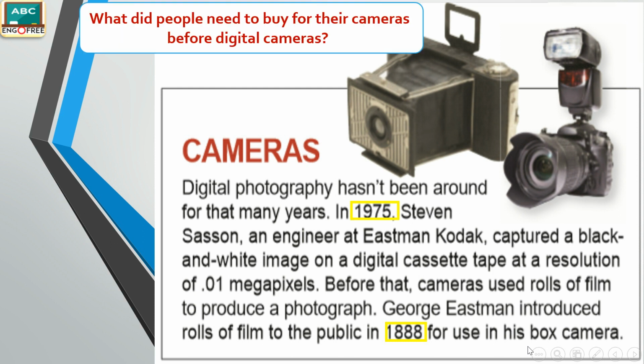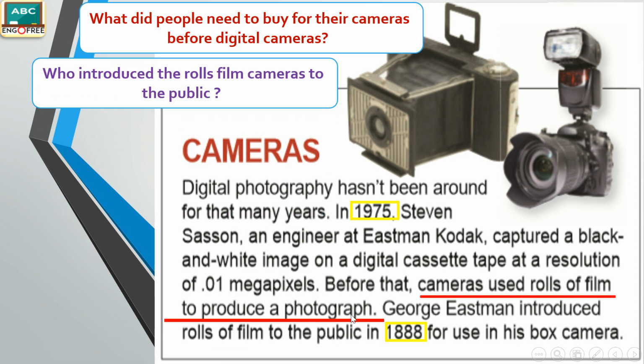What did people need to buy for their cameras before digital cameras? Before that, cameras used rolls of film to produce a photograph. Who introduced the roll film cameras to the public? George Eastman.